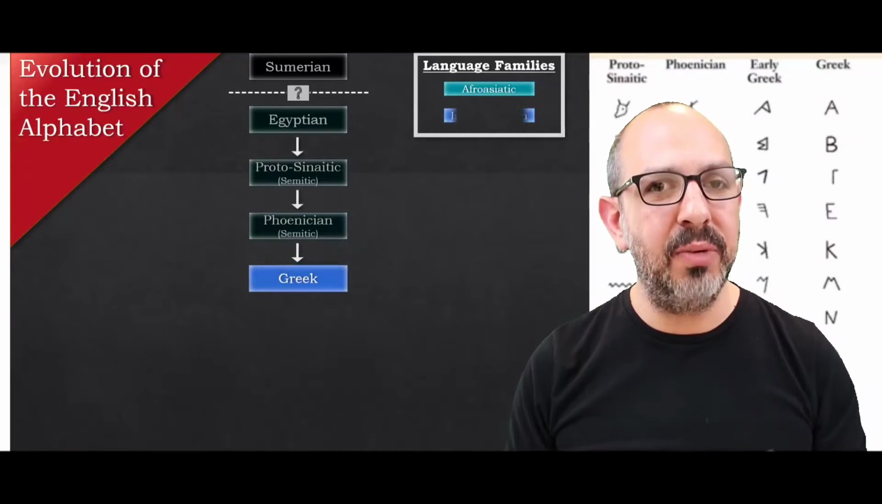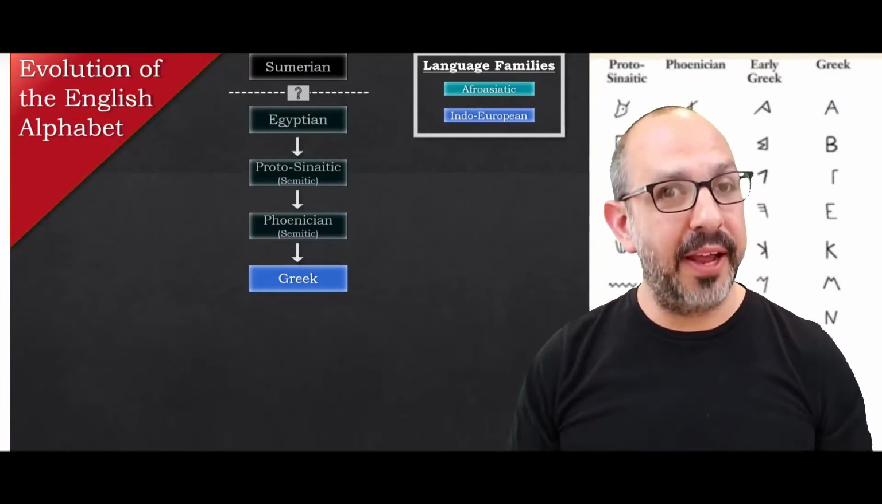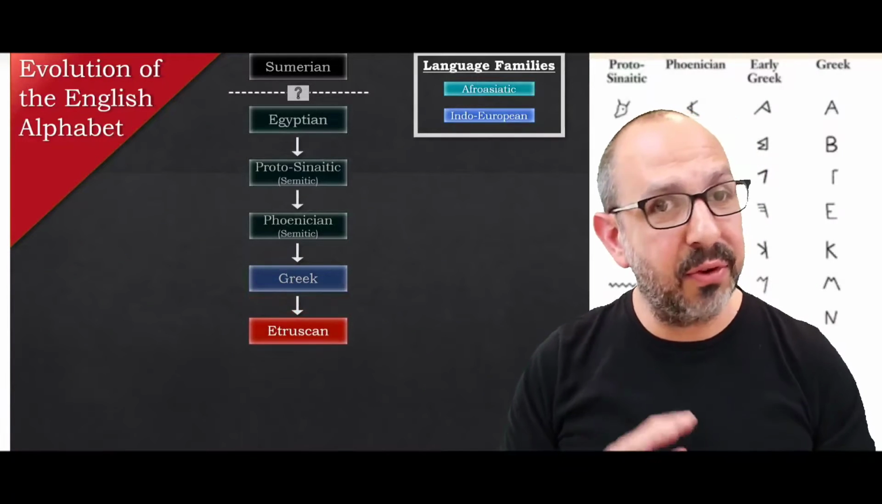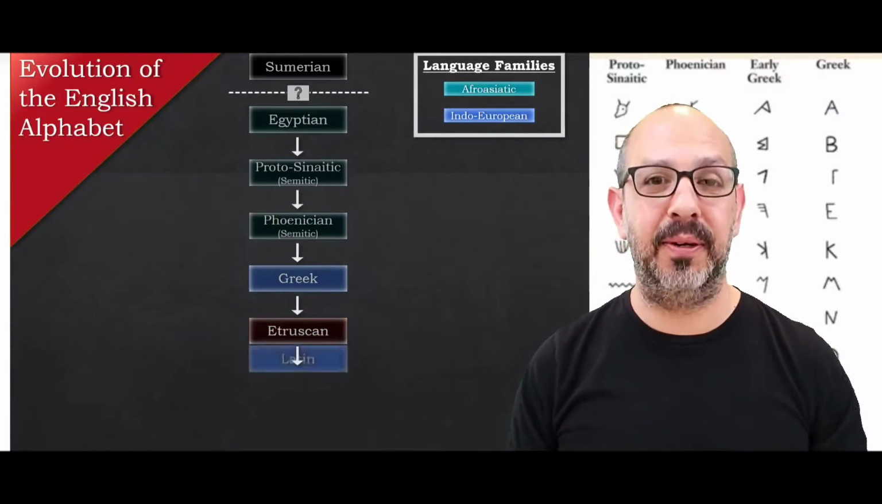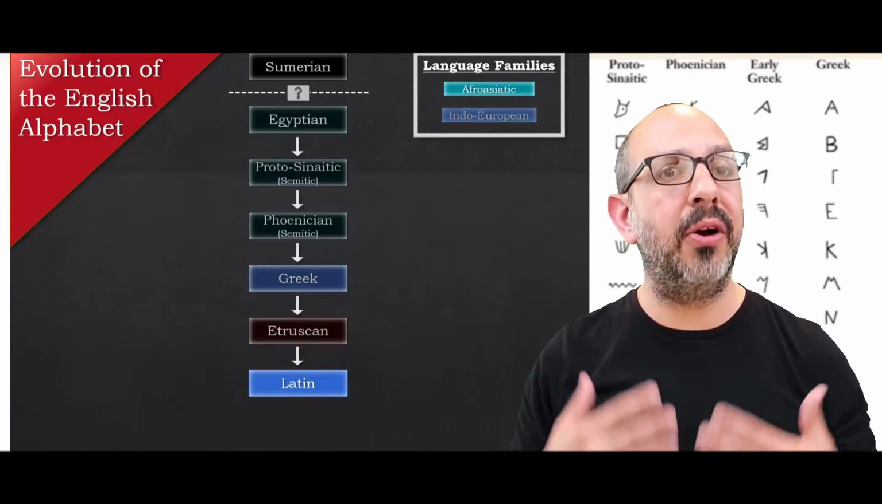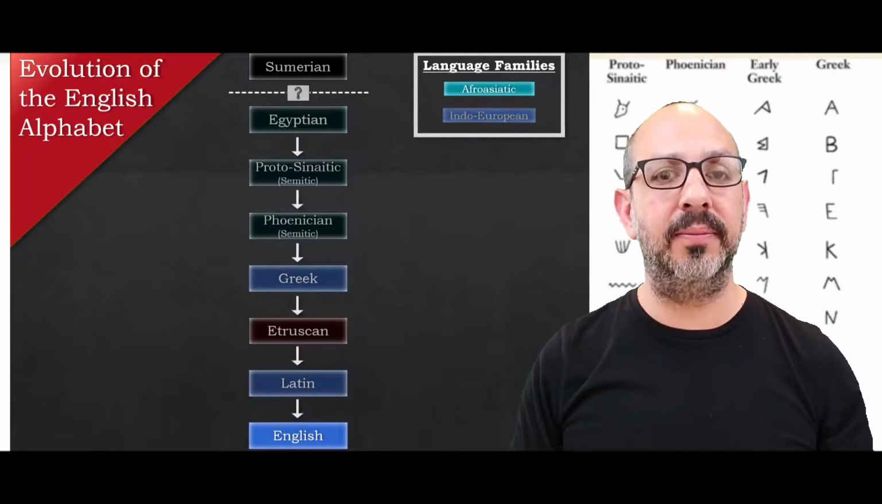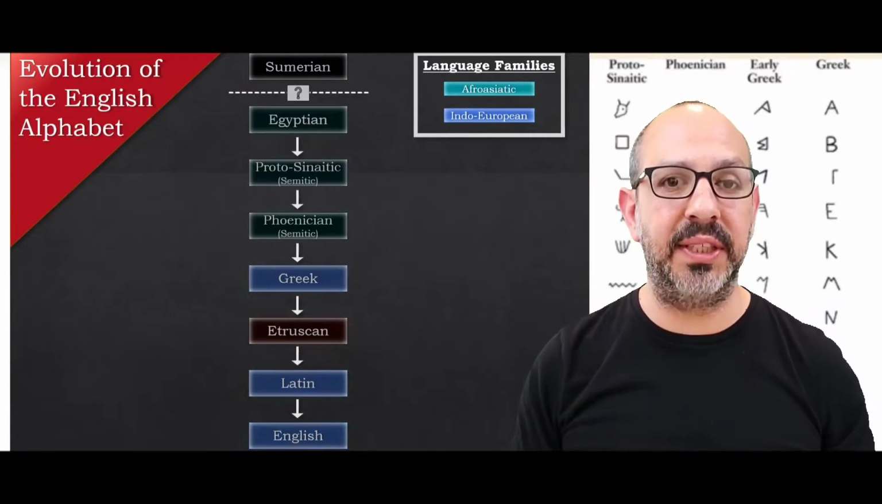Then around 800 BCE, the Greeks borrowed the Phoenician script and added vowels. Shortly after this, the Etruscans of northern Italy borrowed the Greek script. Then quickly after that, the Romans borrowed the Etruscan script, and we call this the Roman or Latin script. And finally, the languages of the modern West, like English, use the Latin script for their languages today. And there's three important detours we need to make for the sake of discussing Western civilization.